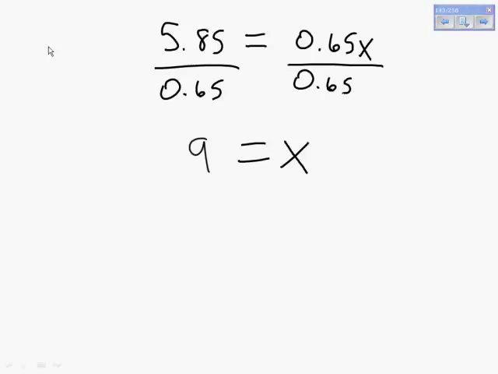All right, so we take 5.85, divide by 0.65, we get x is equal to positive 9. So we had to travel 9 miles in order for the total cost to be $7.85.